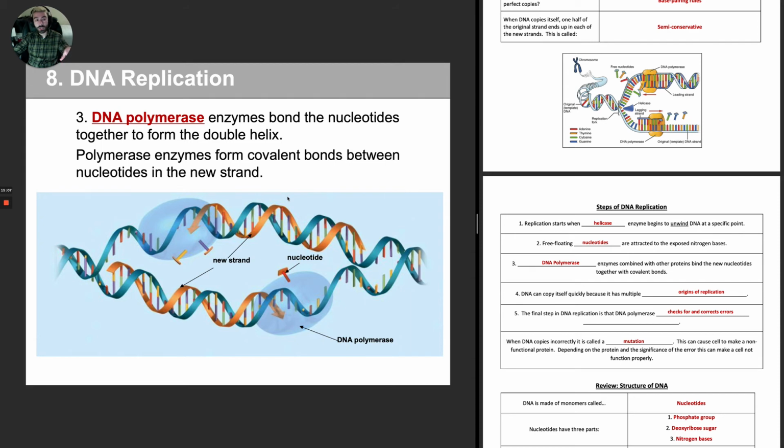So really those are the two that I want you to know, is that helicase unzips and unwinds, and that polymerase combines those nucleotides into a polymer, or the completed strand.